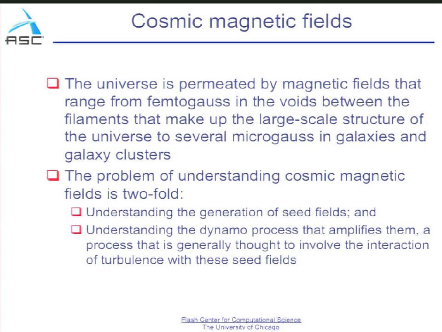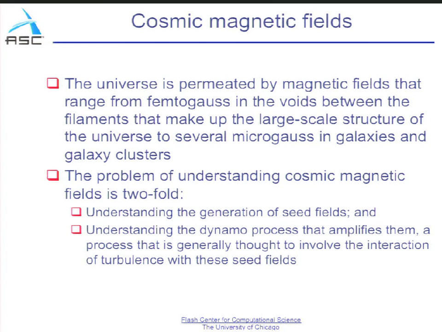We know that the universe is permeated by magnetic fields that range from very, very small values in between galaxies and clusters to values of the order of a few microgauss in galaxies and in galaxy clusters. The issue is, where did that field come from, and how did it come to have the value it has today? So that's really two questions. One, what process or processes created the seed fields, and then what processes were able to take those seed fields and amplify them to the very much larger values that we often see around us in the universe today.